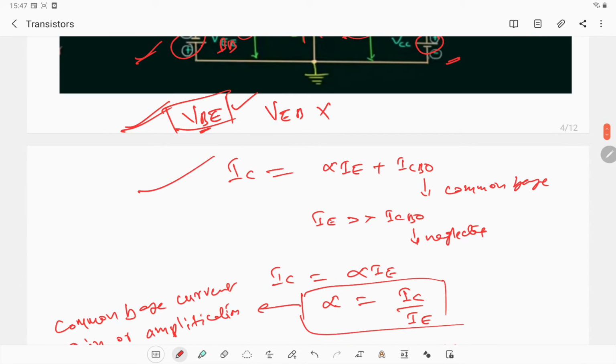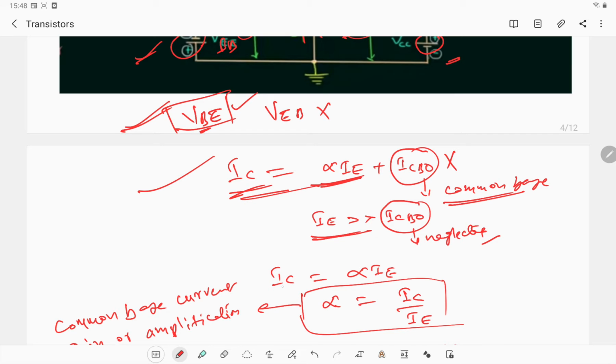See, in common base configuration, IC is equal to alpha into IE plus the leakage current ICBO. Here IE is very much greater than the leakage current. Therefore, this term can be neglected. When this term is neglected, IC is equal to alpha into IE. Therefore, alpha is equal to IC by IE.